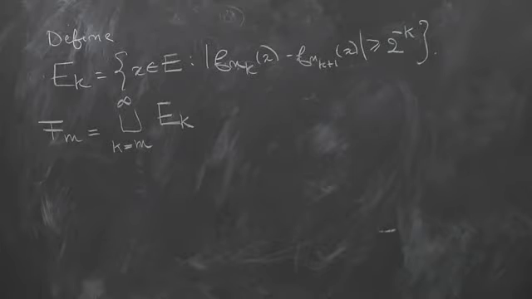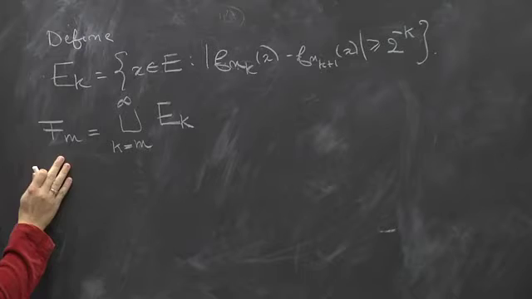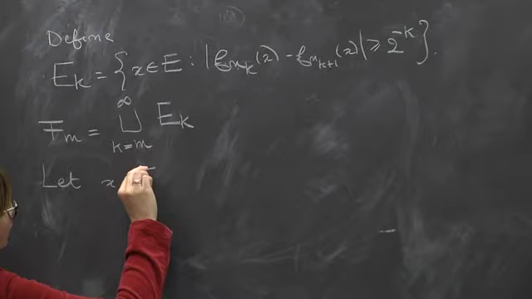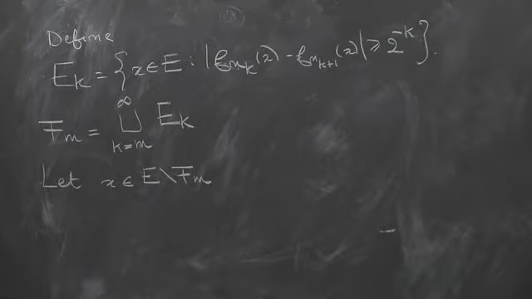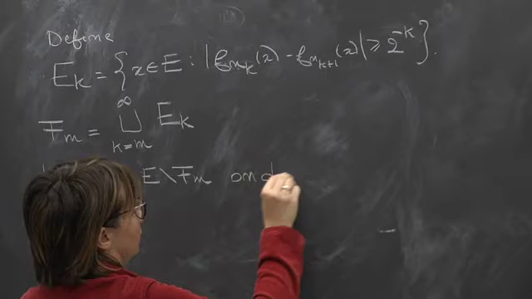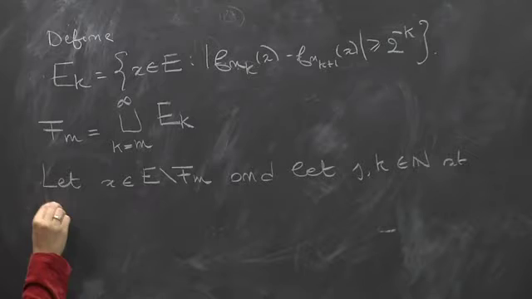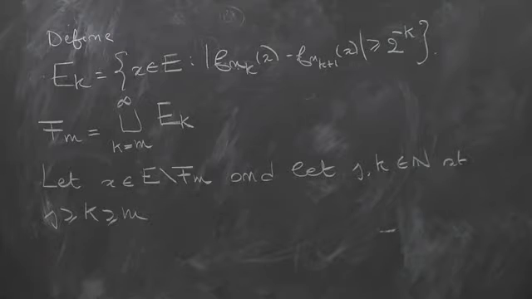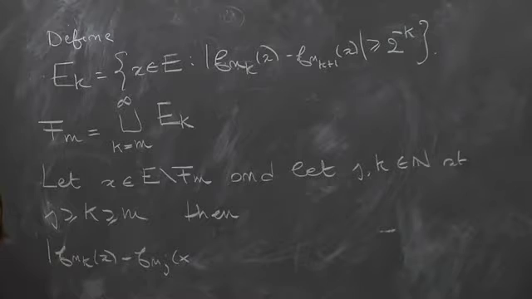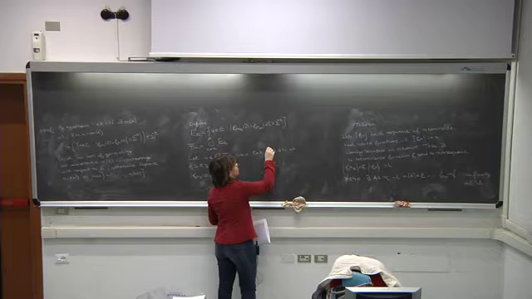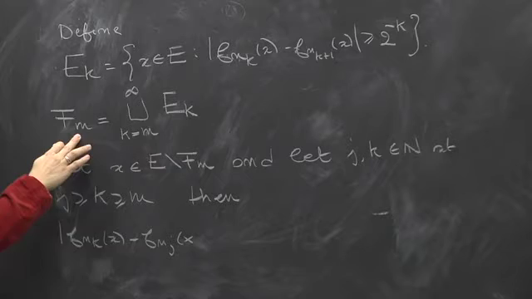Okay. Now we consider a point which is outside F_m, x which is in E minus F_m. Okay, how it behaves? Let x belong to E minus F_m and let j and k be two indexes, which belong to N, and they are larger than our index m, okay?